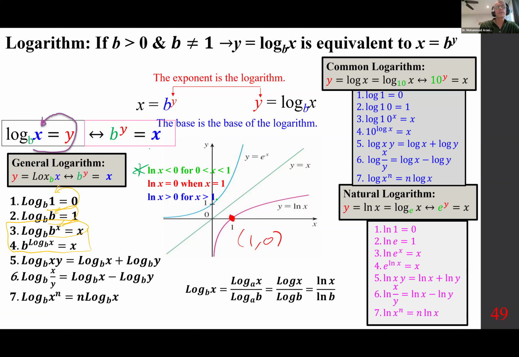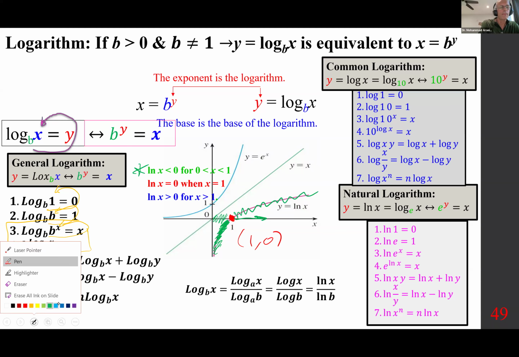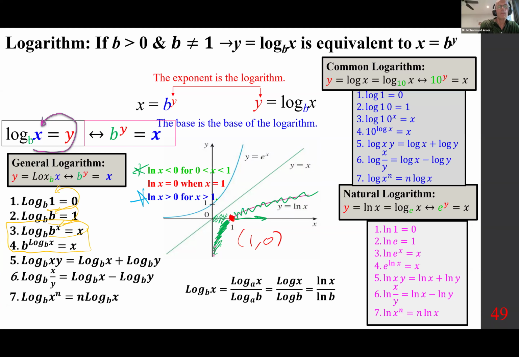ln x is negative for x between 0 and 1. So it refers to this branch. As you can see, when x is here, this one shows the y coordinate. If we go this way, then the graph shows that ln x is larger here. Anyways, it's important to know the graph of all basic functions, okay? And I hope everybody knows that.